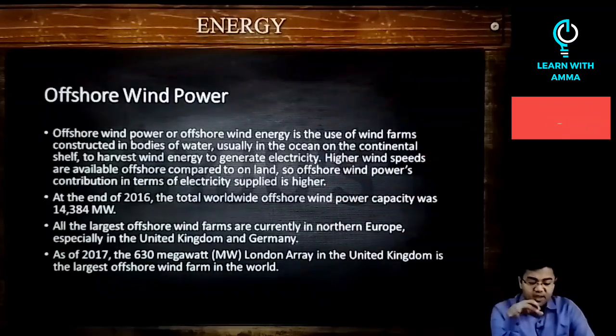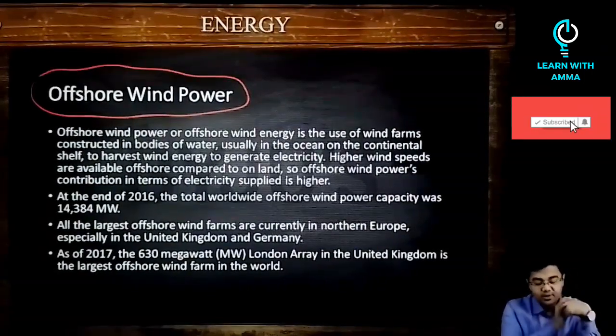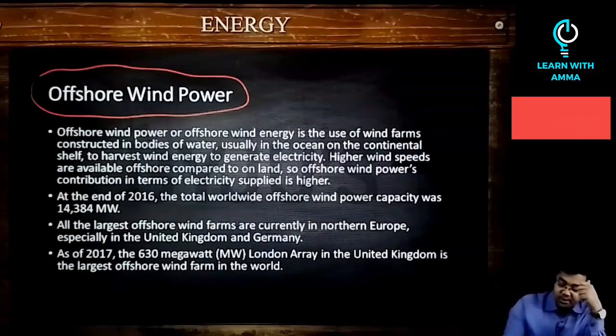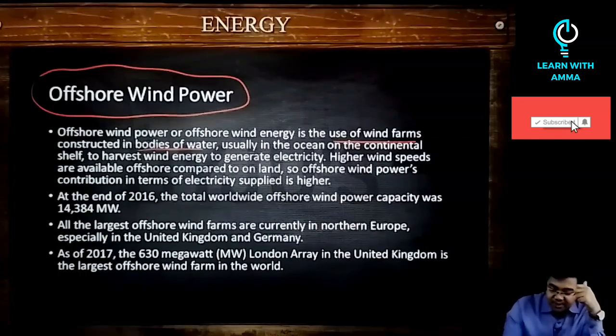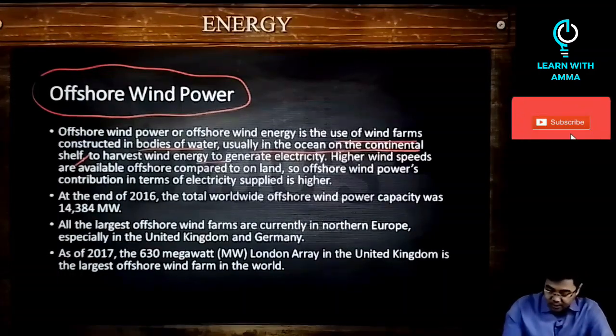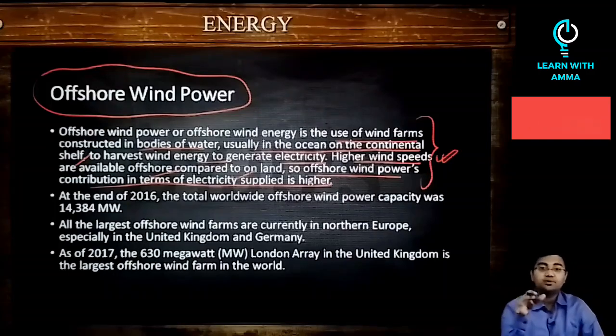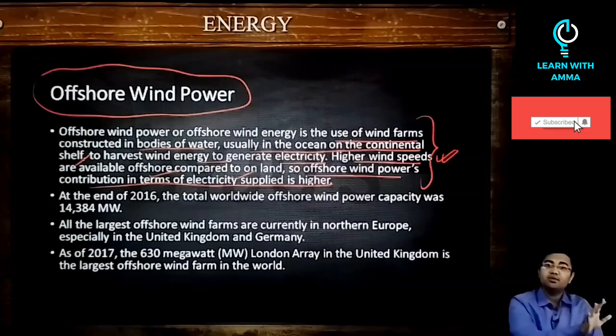Now, the next thing that you should know of is what do we mean by offshore wind power. Offshore wind power is the use of wind farms constructed in bodies of water, usually in the ocean on the continental shelf, to harvest wind energy to generate electricity. Higher wind speeds are available offshore compared to on land. So offshore wind power's contribution in terms of electricity supply is higher. So what is offshore? You are constructing the windmills or wind power stations offshore or in the water bodies.